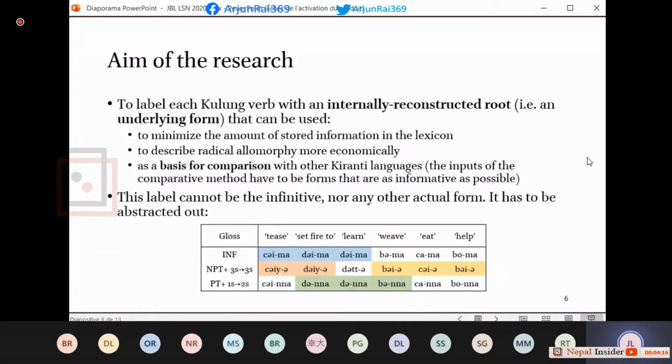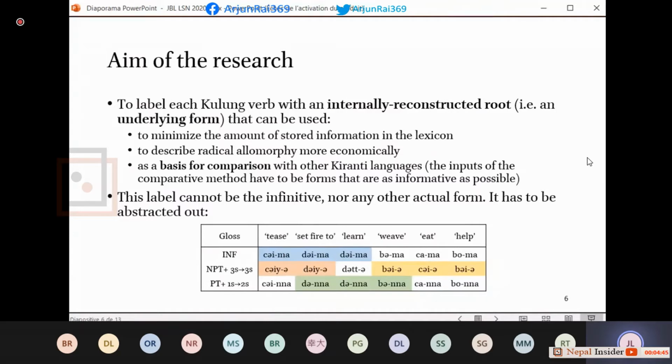This root is not necessarily one of the stems that are in existence in the paradigm today. The reconstructed root is not only supposed to account for the history of the language, it's also meant to reach economy of description and to allow for comparison with the other current languages. So in the table below, I give a few examples that show that no actual surface form suffices to unambiguously identify a verb.